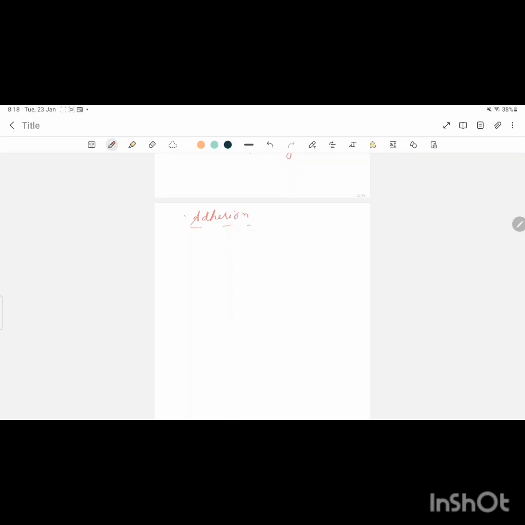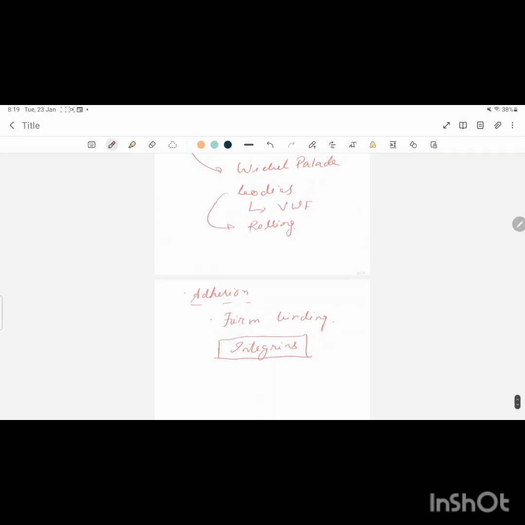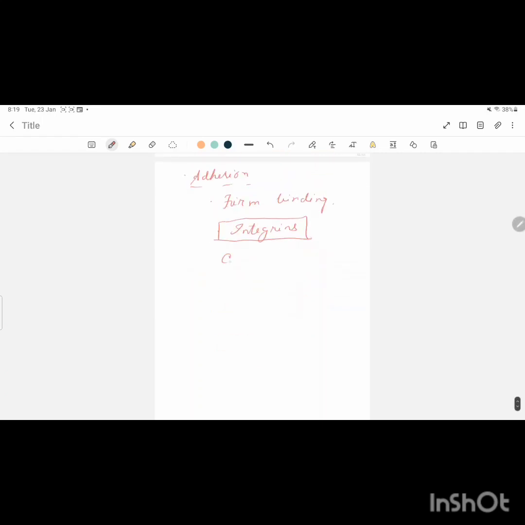In the previous stage there was transient binding. Now there will be firm binding. Now neutrophil में previously कौन था? लुईस एक्स रिसेप्टर. Now न्यूट्रोफिल में कौन है? इंटीग्रीन्स. ओके, और एंडोथेलियम में बाइंड कौन कर रहा है इंटीग्रीन से? ओके, कैम्स, सेल एडहेशन मॉलिक्यूल.